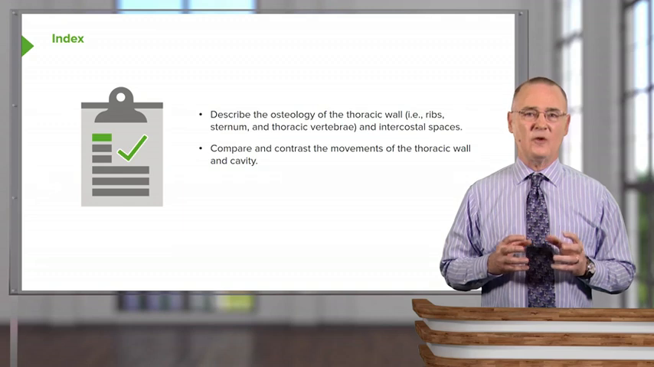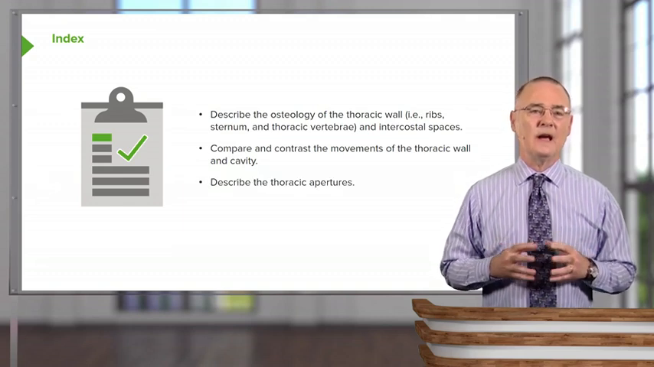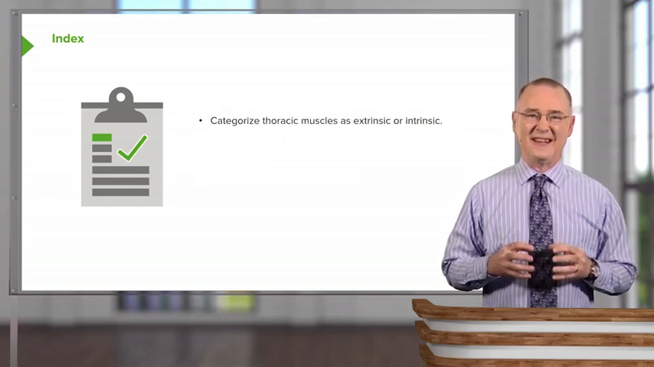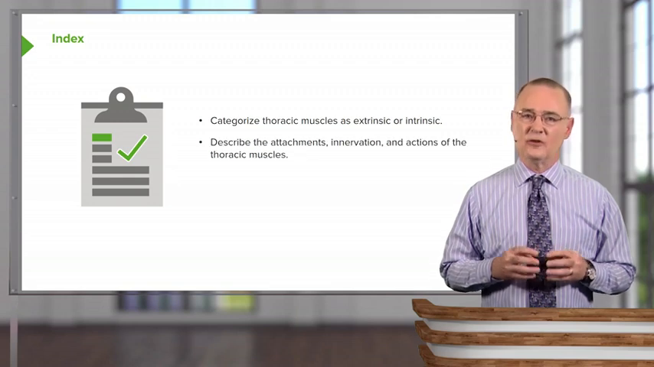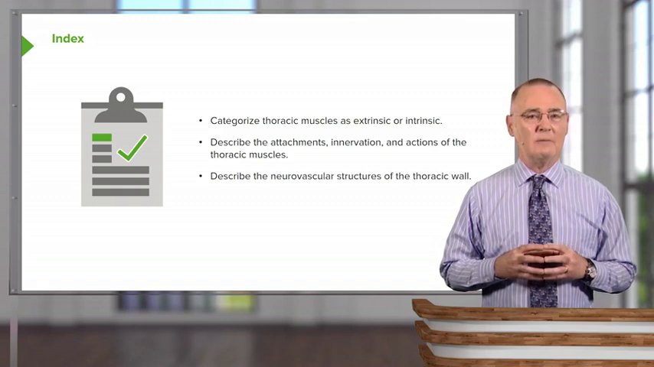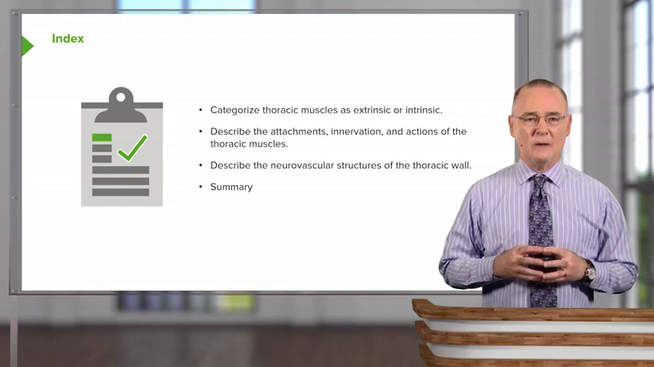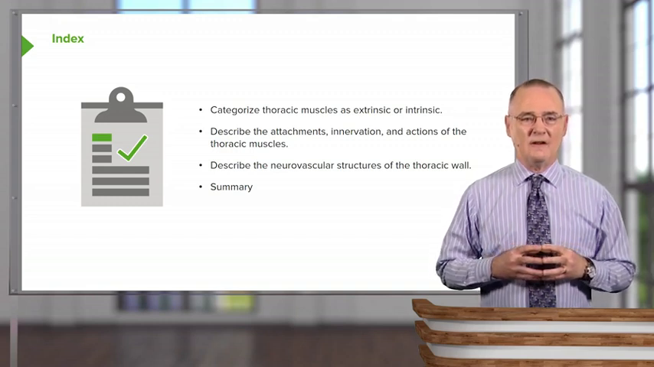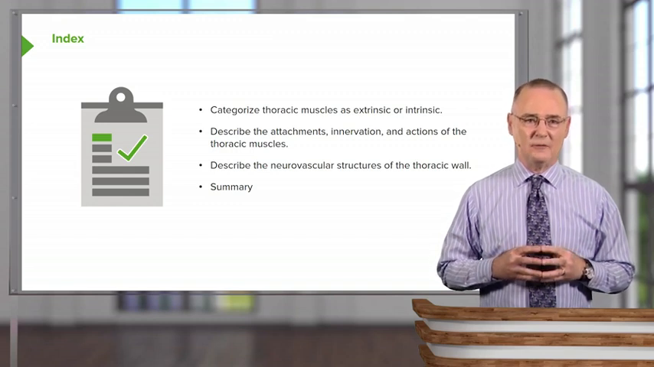Compare and contrast the movements of the thoracic wall and cavity. Describe the thoracic apertures. Categorize thoracic muscles as extrinsic and intrinsic. Describe the attachments, innervation, and actions of the thoracic muscles. Describe the neurovascular structures of the thoracic wall, and then we'll summarize the key take-home messages from this lecture. And then we'll provide attribution for the images that were used throughout this presentation.